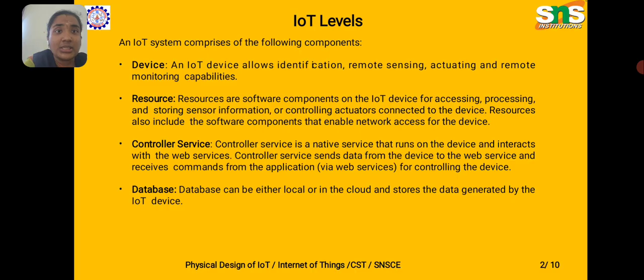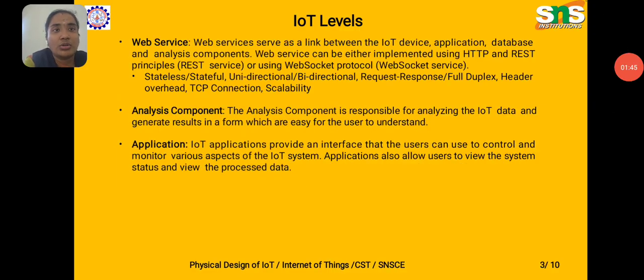In the resources, information can be stored, which is used to access the connected devices. Resources also include the software components and so on. In the controller services, devices receive and send data via the internet. The database is used to store the data, locally or in the cloud.